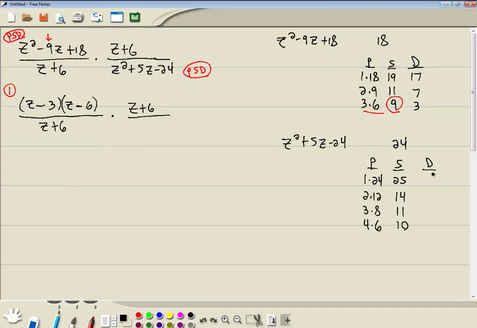Then we subtract them, the difference. 24 minus 1 is 23. 12 minus 2 is 10. 8 minus 3 is 5. 6 minus 4 is 2. The number we're looking for is, again, the number in the middle term, which is 5, which is right here, which means we use 3 and 8.